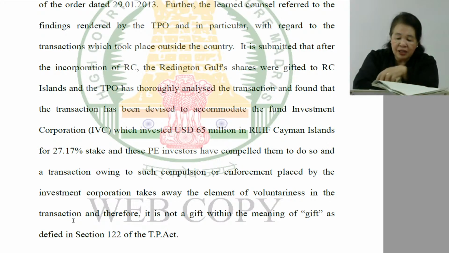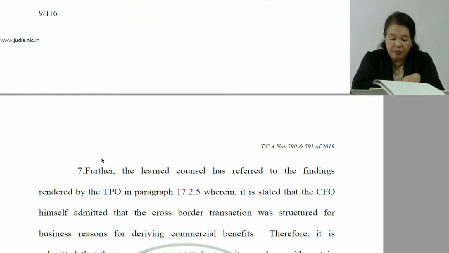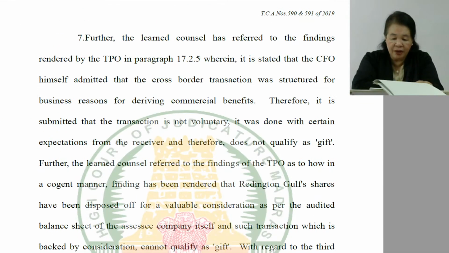So, the learned counsel has referred to the findings rendered by the TPO in paragraph 17.2.5. It is stated that the CFO himself, no, yung Chief Finance Officer, admitted that the cross-border transaction was structured for business reasons for deriving commercial benefits. It is submitted that the transaction is not voluntary, no? Kasi pinag-aawayan lang naman nila dito kung gift ba o hindi.